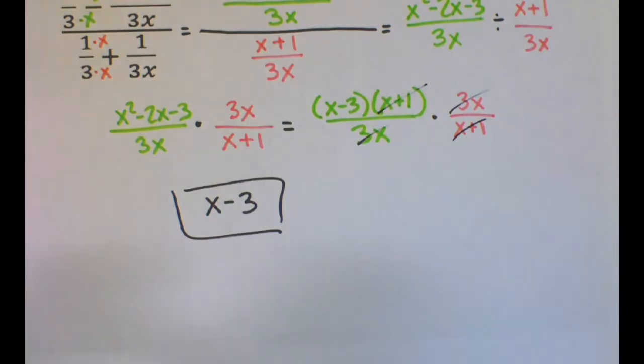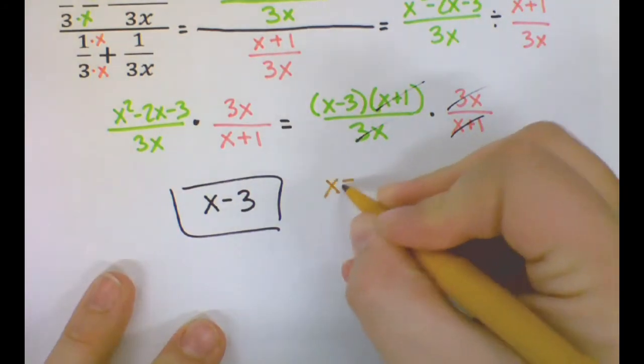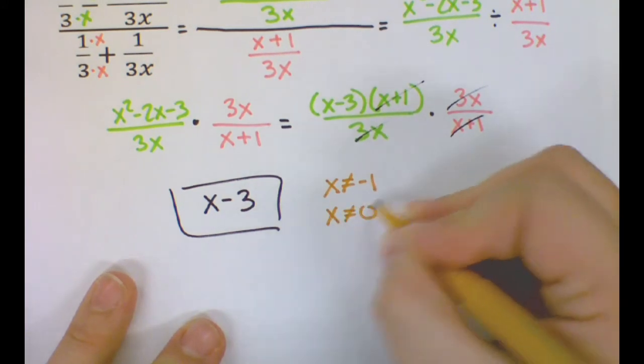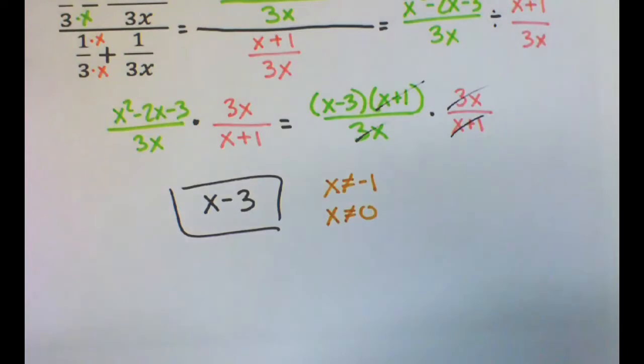Now we look at our restrictions. In this most recent step, x could not equal -1. In this step here, x cannot equal 0. Looking back, no other changes. x just can't be -1 or 0.